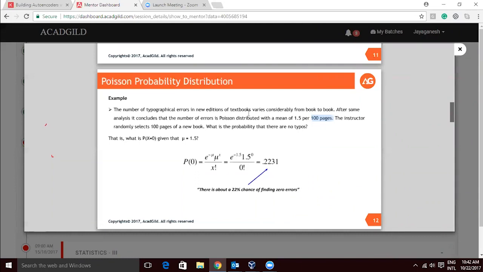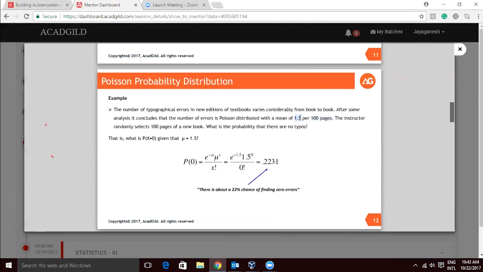I have multiple textbooks. I go through 100 pages of the first textbook and get the error count x1, then 100 pages of the second textbook and get x2. Like that, you get many error counts from many samples, and when you average them, you get 1.5. Now we can tell what distribution this is: basically a binomial or Poisson distribution, a discrete distribution.